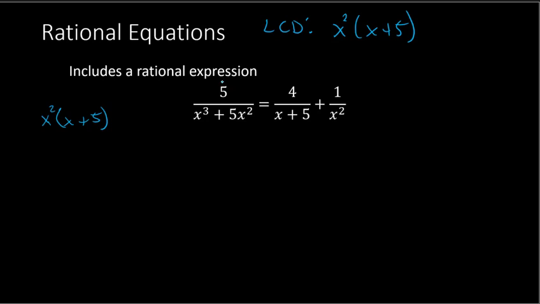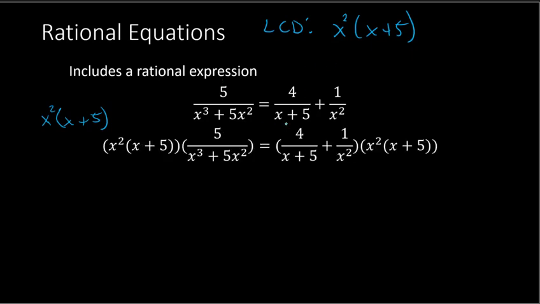Okay, so that's going to look messy on this next part because we're going to take this equation right here, and you're going to multiply by x squared times x plus 5. So that's what we see right here on the left side, x squared times x plus 5 multiplied by the left side, and then the x squared times x plus 5, you multiply on the right side.